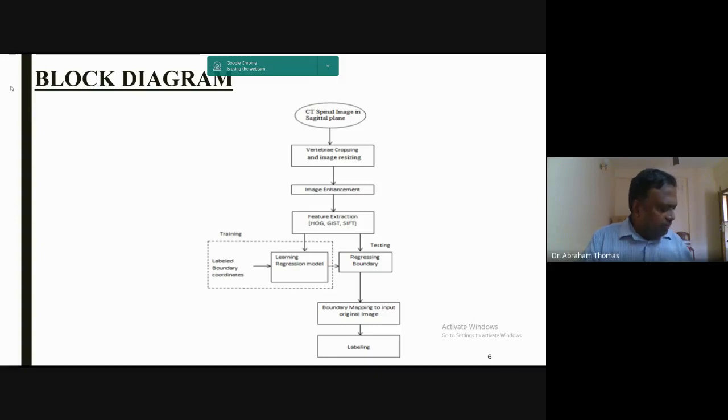Labeling means whether it's cervical 1, cervical 2, cervical 3, etc., or thoracic 1, 2, 3, etc., up to 12, or lumbar L1, L2, L3, L4, etc., up to L5. We do labeling only for the cervical, thoracic, and the lumbar regions. And actually, we discard the C1, only the remaining 23 vertebrae we try to identify, regress the boundaries, and label.